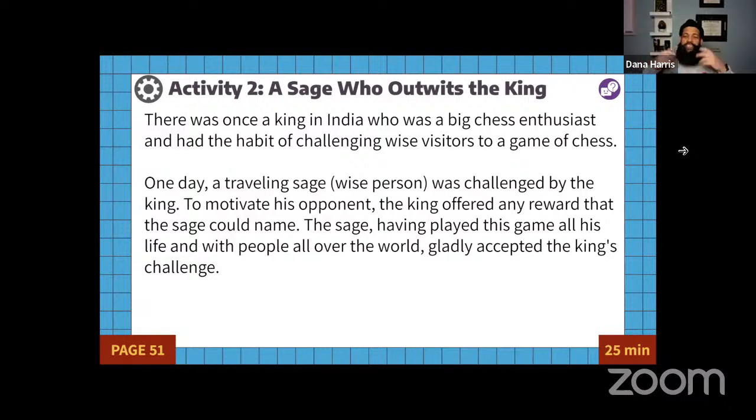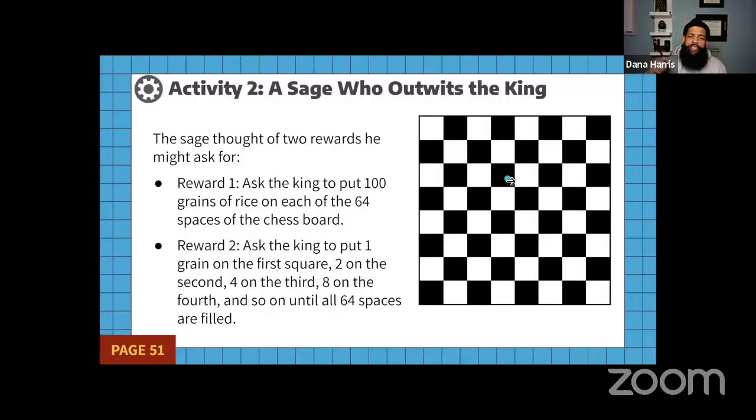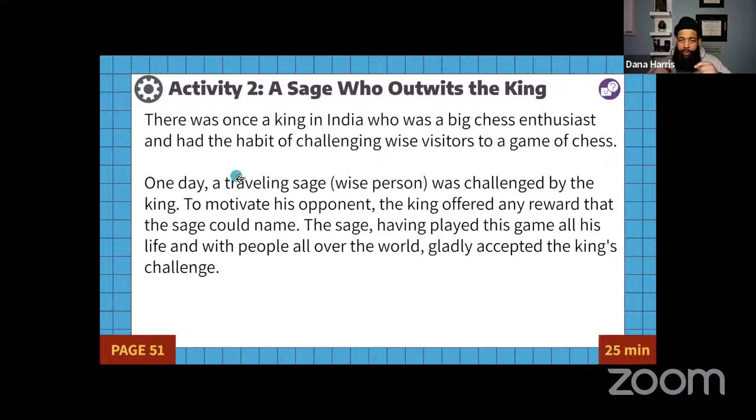Well, he came across this sage, and this sage was like, wait, yo, I know how to play chess. I'm a chess master. And so this sage played all kinds of chess with people all over the world. He accepted the king's challenge to a game of chess. And the king was so confident in his ability to play chess. He told the sage, you can have any reward that you want if you beat me in a game of chess.